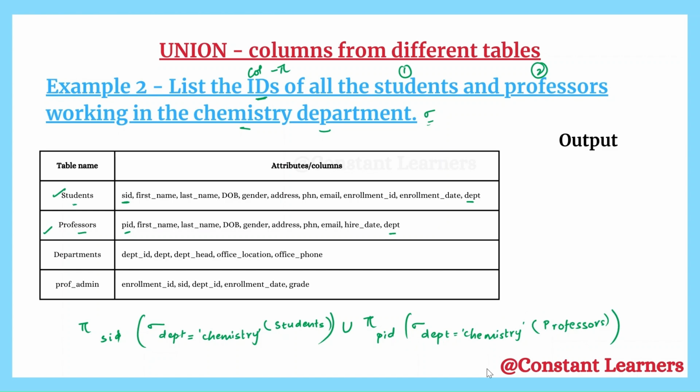Alright, so first we select all the students whose department is chemistry and we select all the professors whose department is chemistry, and then we project the IDs for both of these, students as well as the professors, and then we take the union, that is we combine them both. For the output, the column name is going to be SID because the first column here is the SID column. Alright, and the redundant data will be eliminated.